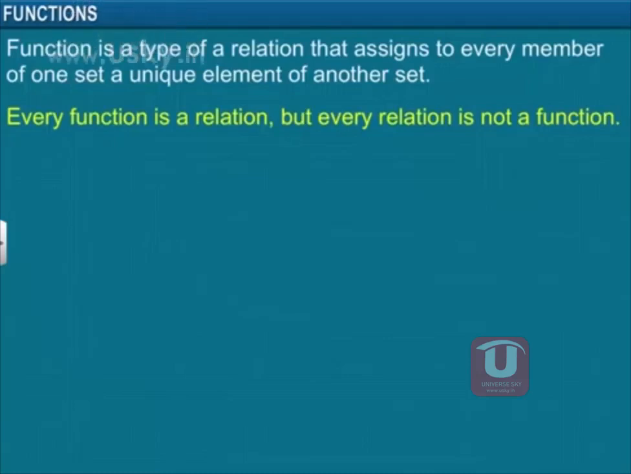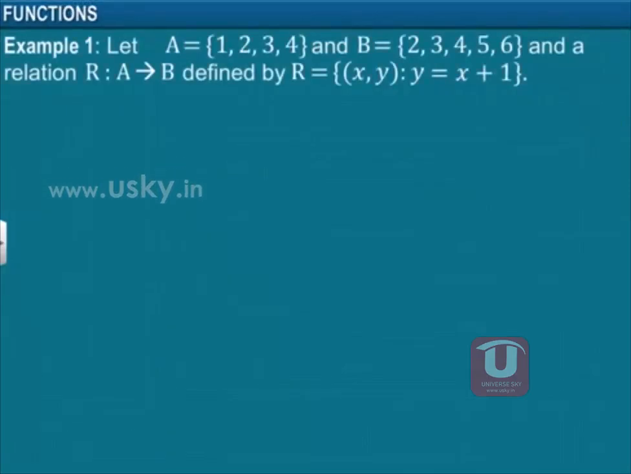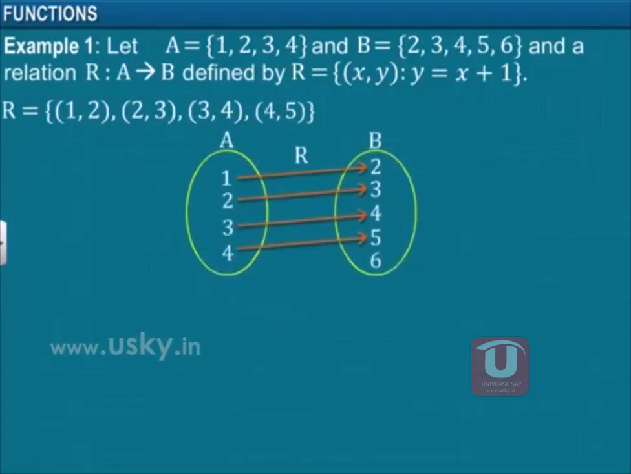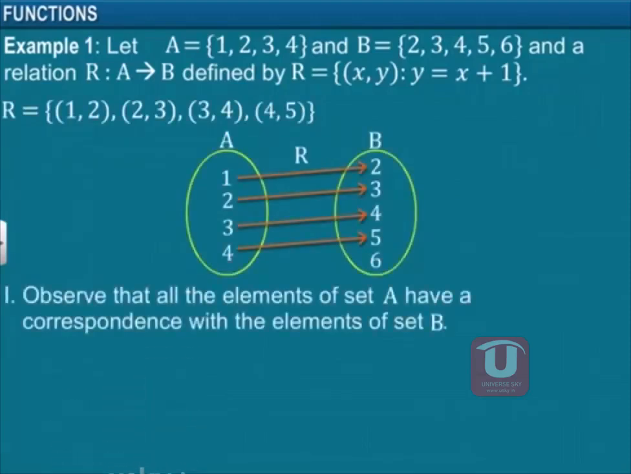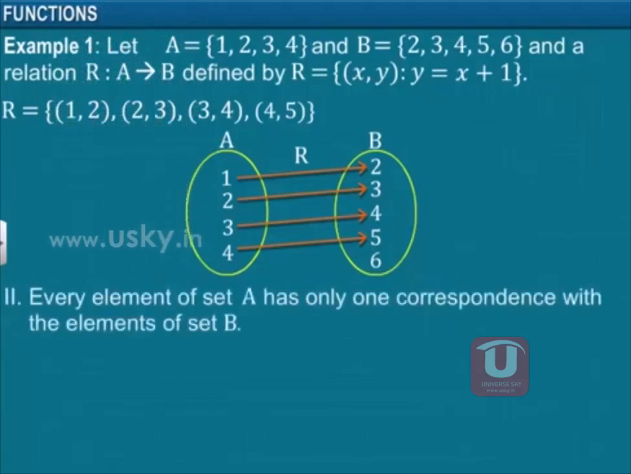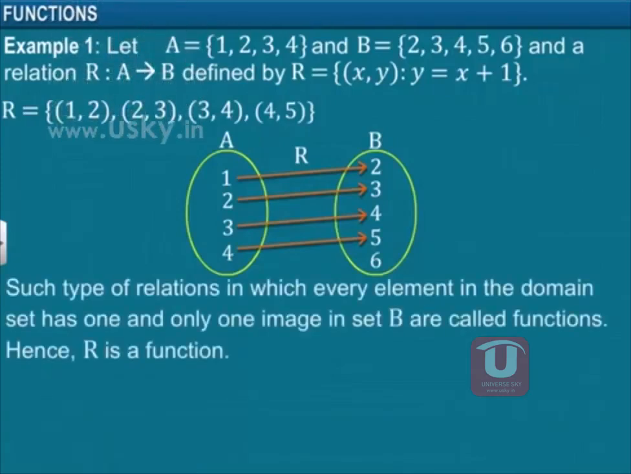Let A and B be two sets as shown. Also let R be a relation from set A to set B, defined by the set of ordered pairs (x, y), such that y is equal to x plus 1. This arrow diagram represents this relation. Observe that all the elements of set A have a correspondence with the elements of set B. Also, every element of set A has only one correspondence with the elements of set B. Such type of relations in which every element in the domain set has one and only one image in set B are called functions.